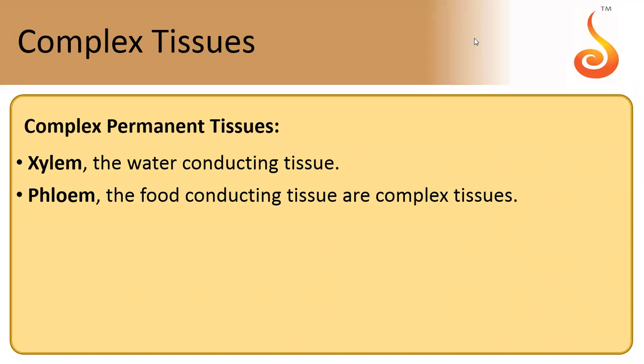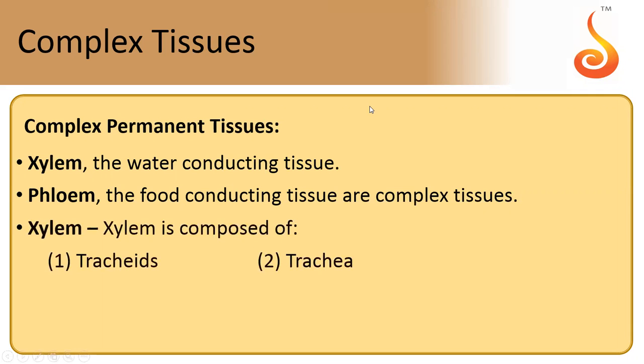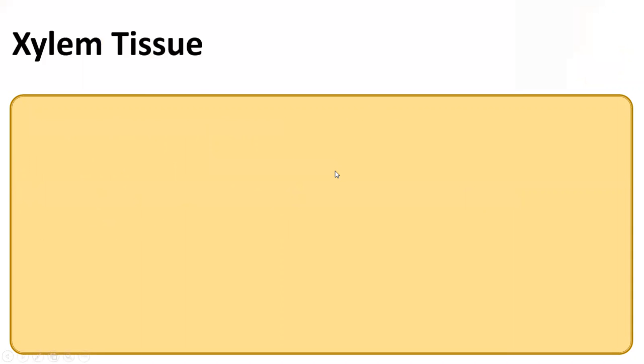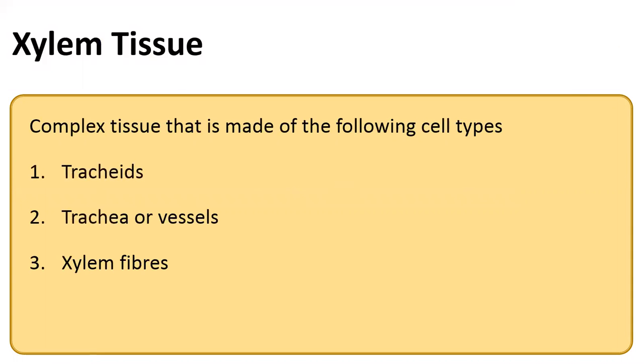Now quickly let's get into xylem. Xylem is made up of different types of cells associated with it. So we have four types of cells: tracheids, trachea, xylem parenchyma, and xylem sclerenchyma. A common question that would be asked is the difference between tracheids and trachea. We'll quickly look into that as well. Now, xylem tissues: these are the four types of cells which we have just listed.